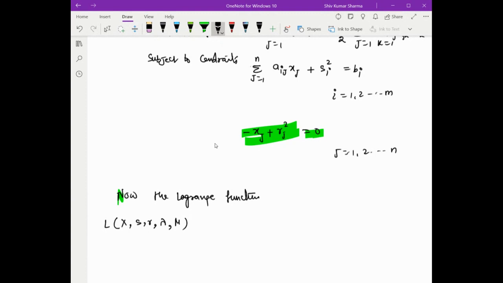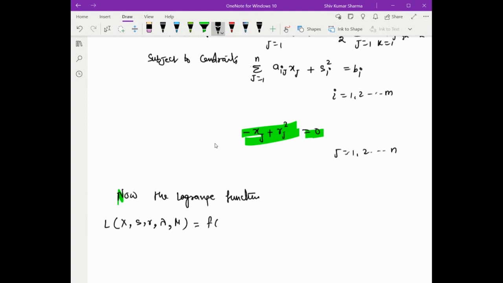What is the role of mu? Mu is a multiplier, but this multiplier is used with the decision variables only. Lambda is used with constraints, and mu is used with the decision variables. So this is also a multiplier, but we use it with the decision variable equation. So you can understand, we write this as equal to.